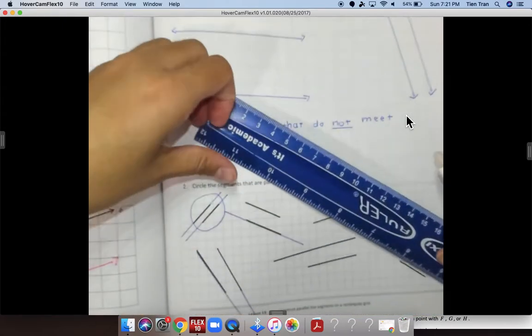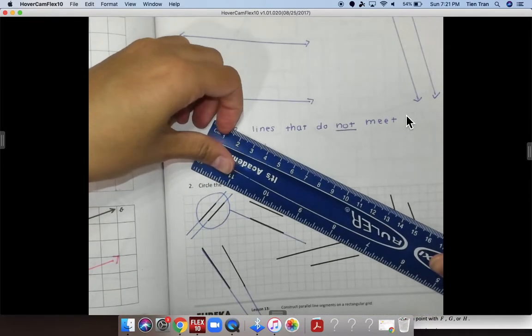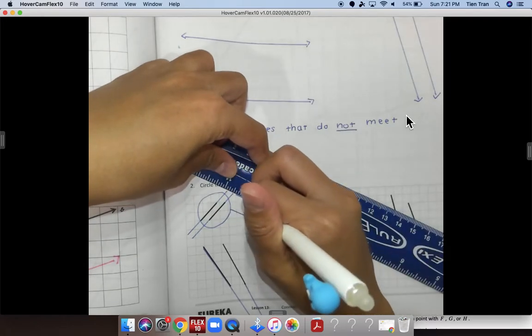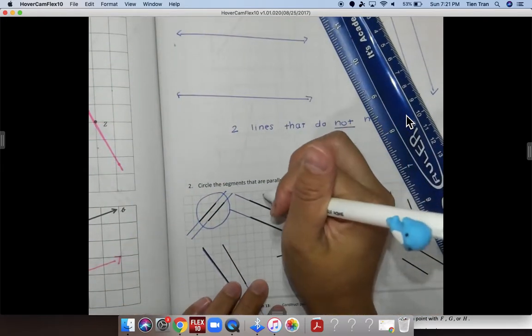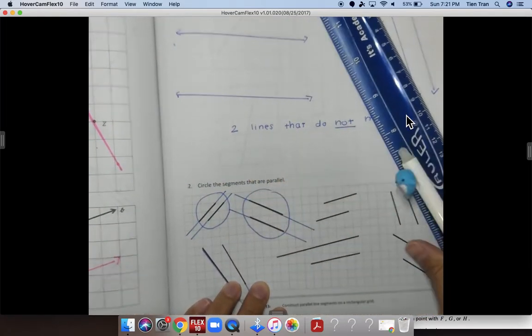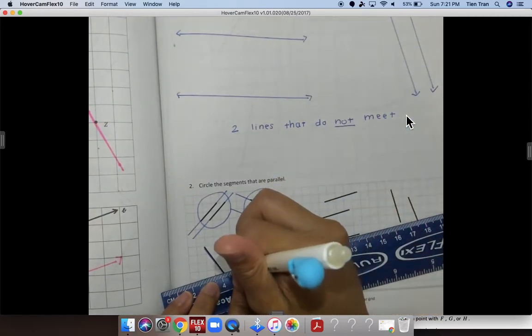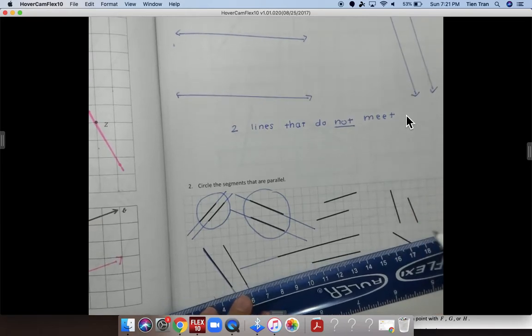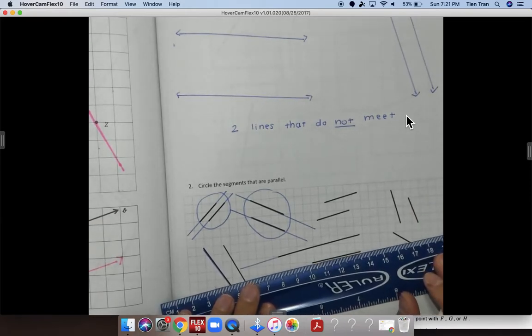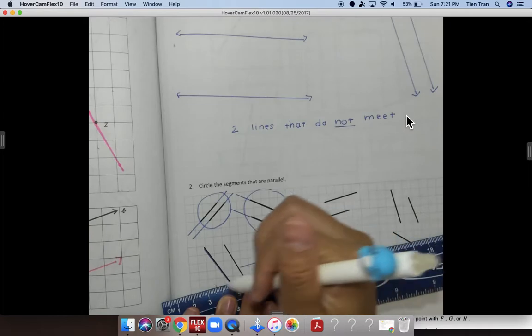Yep, they look like they are the exact same measurements across from each other. So I'm going to circle this one as well. And over here, we have another set of intersecting lines. And you're wondering, Ms. Tran, how do you know that?